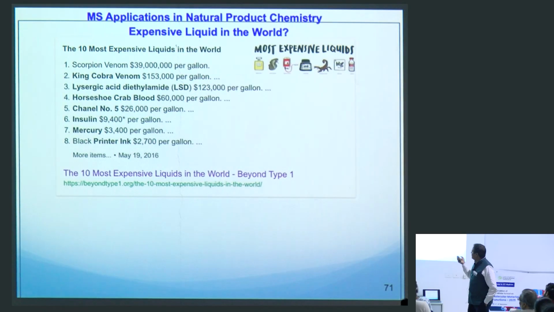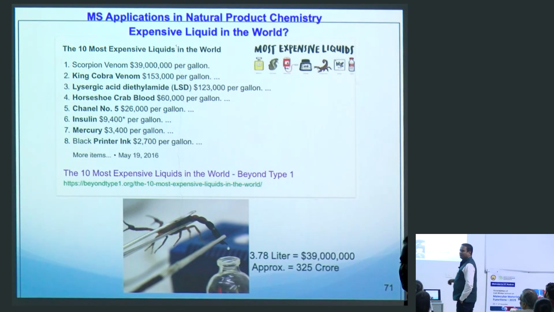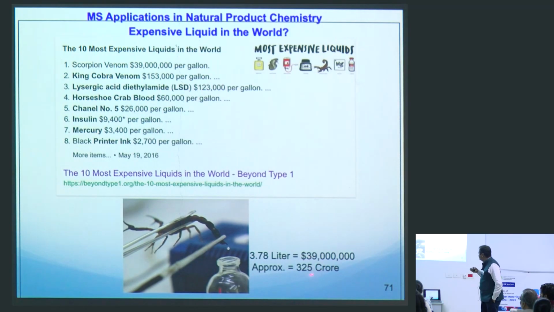If you look, this is the Google image where I showed here. Scorpion venom is the most expensive liquid in the world. Per gallon, which is approximately 3.8 liters, the cost is around $39 million. You can imagine approximately 325 crores. Now with the dollar rate change, it will be more. So 3.78 liters of scorpion venom is 325 crores.